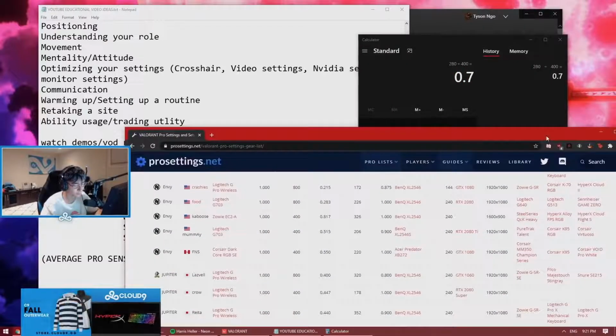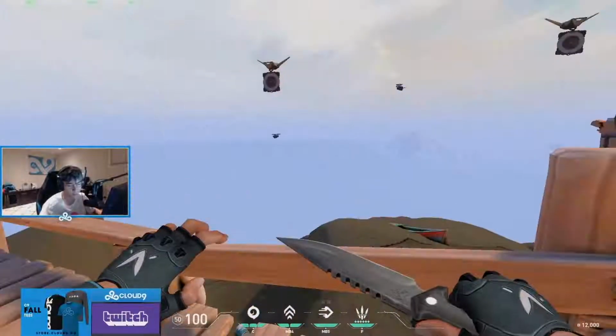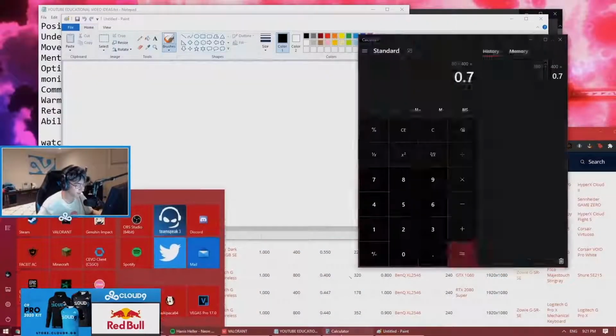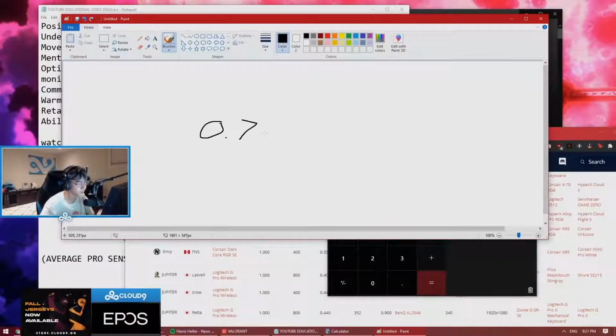So you're gonna have a base sensitivity, a high sensitivity, and a low sensitivity, and you're gonna weed out what sensitivity you don't want. So let me go put in Paint real quick. Get the calculators out. So 0.7 is the base one.